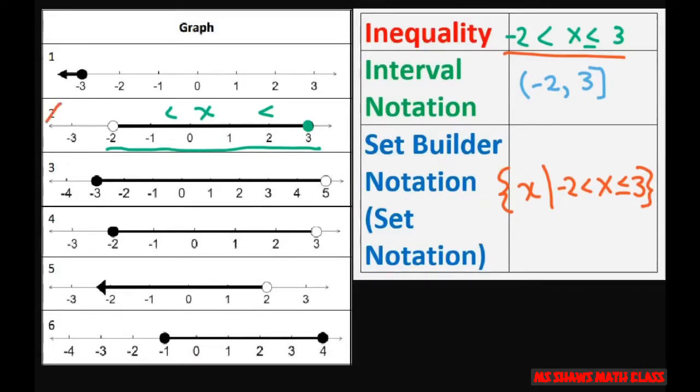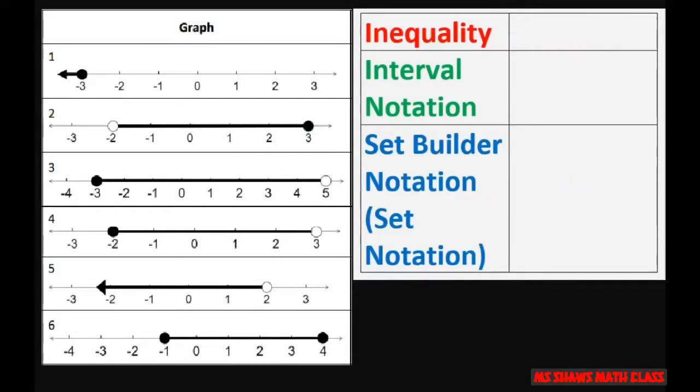Okay, that was 2. Let's do 3. So for 3, we have, this is your x part right here. So x is greater than -3. It can also equal -3, but it's less than 5. And it can't equal 5 because it's an open interval.